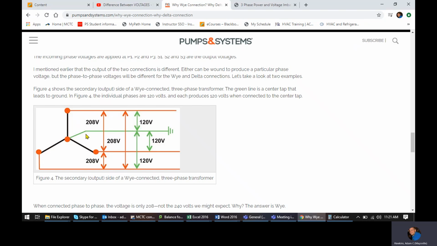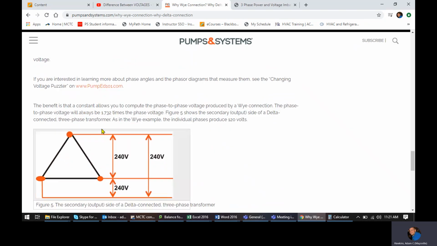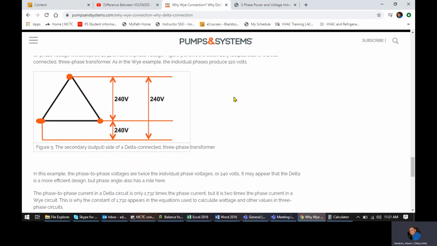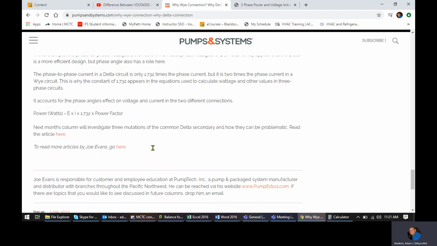It runs through a Y transformer. We get 208 volts out on three legs. Between each one of them is going to read 208, and any of them to ground are going to read 120. And then if you have a 240 volt three-phase circuit, and he actually talks about this a little bit more in depth, you're going to read 240 between any of those legs.